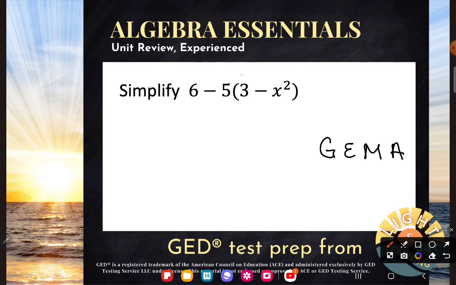Now, of course, you could come to the grouping and say, Kate, there's literally nothing I can do here. I can't do 3 minus x squared. They are not like terms, they cannot combine. I agree with you. Okay, nice.